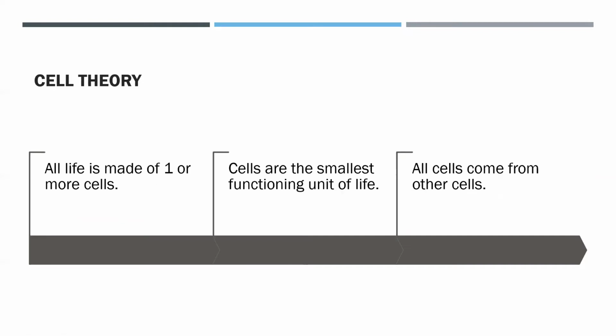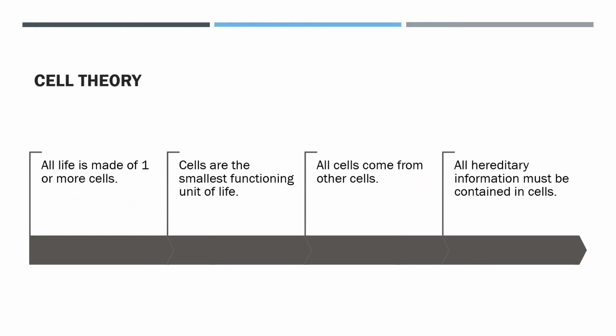All cells come from other cells. That means that no life spontaneously is created out of nothing. Every cell came from a parent cell, which divided into two daughter cells.